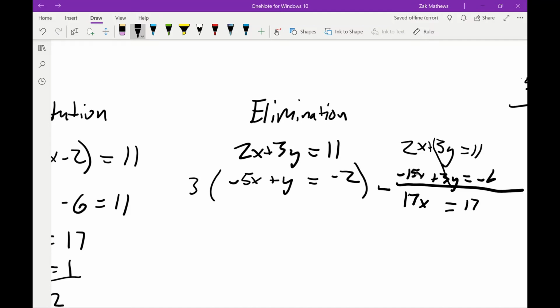To get x by itself, I have to divide by that 17. I get x to be equal to 1. There's my x coordinate that would solve the equation. That's what we saw just a few minutes ago. Now I have to find my y.